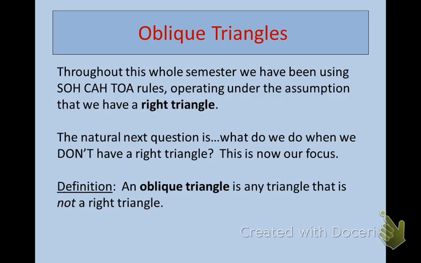Don't write this down. You can just watch. This is just me kind of getting you ready for the lesson. So the whole point of this lesson is looking at oblique triangles. What is an oblique triangle? An oblique triangle is a non-right triangle. So why do we care about that?